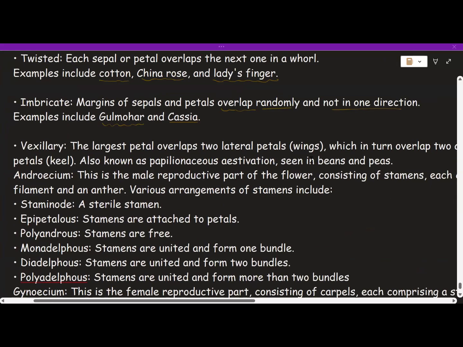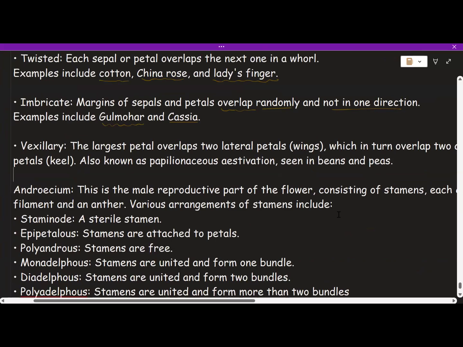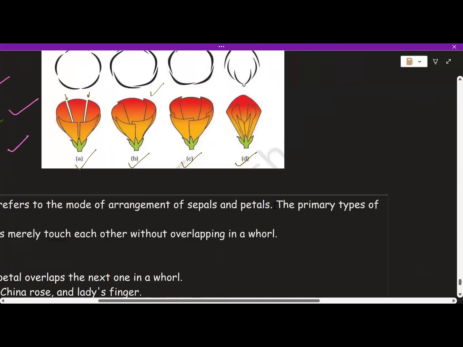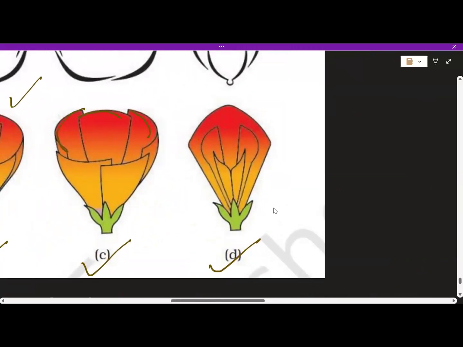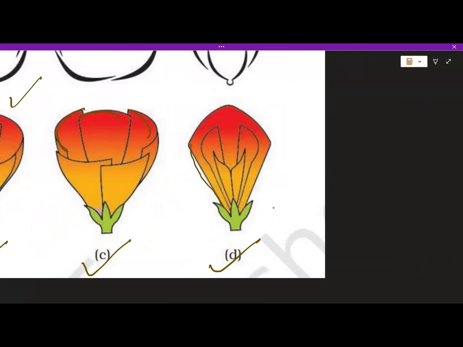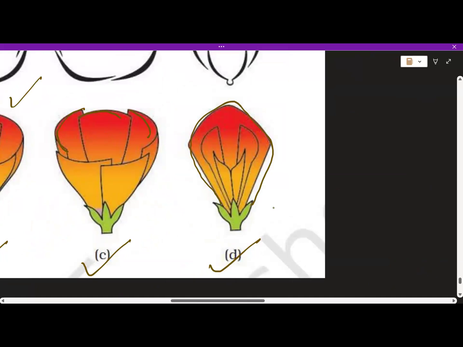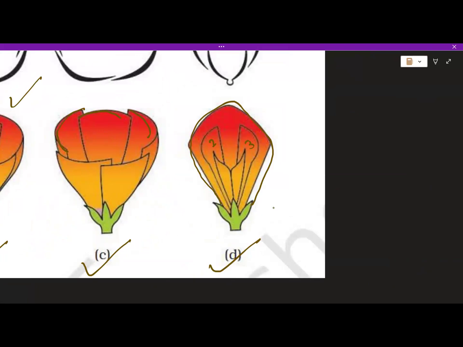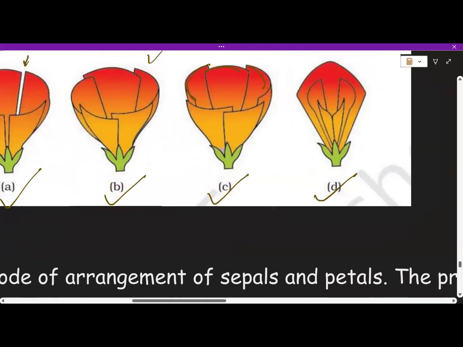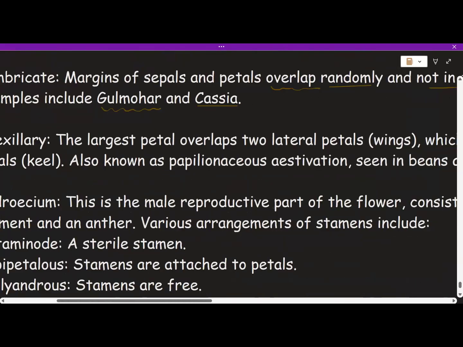Then coming on to the last type of estivation, and that is the vexillary. In this particular estivation, you'll see a proper overlapping pattern. There is this big petal, right? The first is the big petal. Then you have the second and the third present literally on the sides. And then this one is fused and present in the middle. All of this is significant in the case of vexillary estivation.